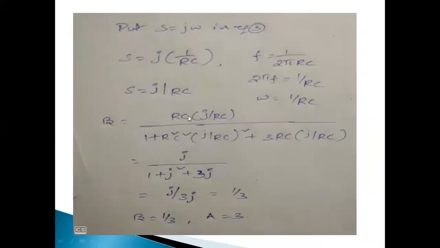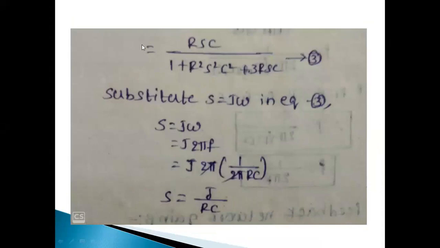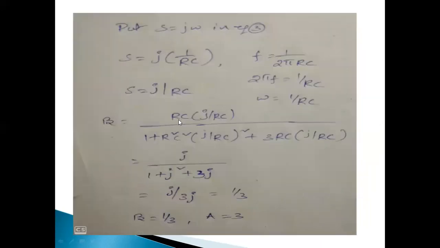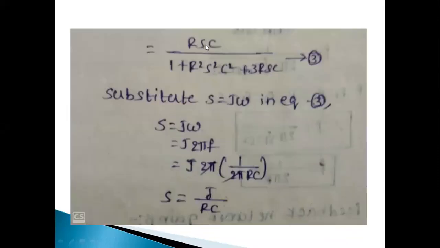Beta is equal to, we are substituting S is equal to J by RC in this equation. That is beta equal to RSC by 1 plus R square S square C square plus 3 SRC, the derived equation. In place of S, we are putting J by RC. So RC into J by RC by 1 plus R square C square into J by RC whole square plus 3 RC into J by RC. Just we are putting J by RC in place of S.